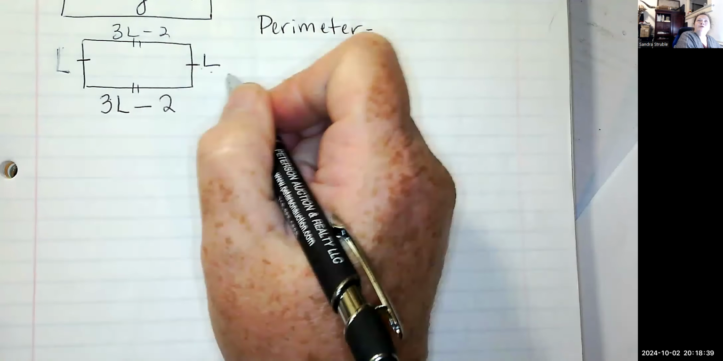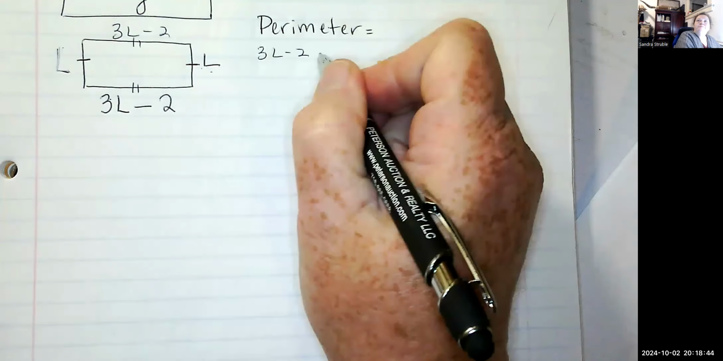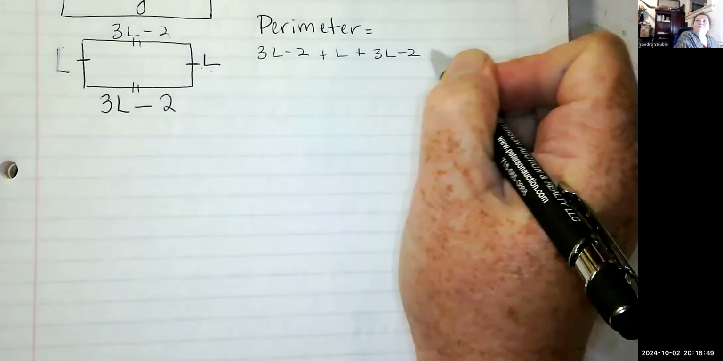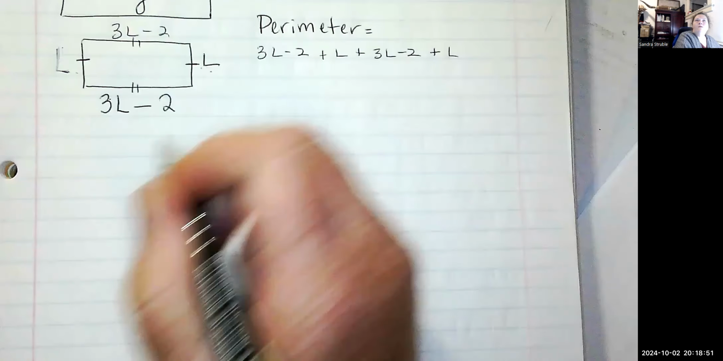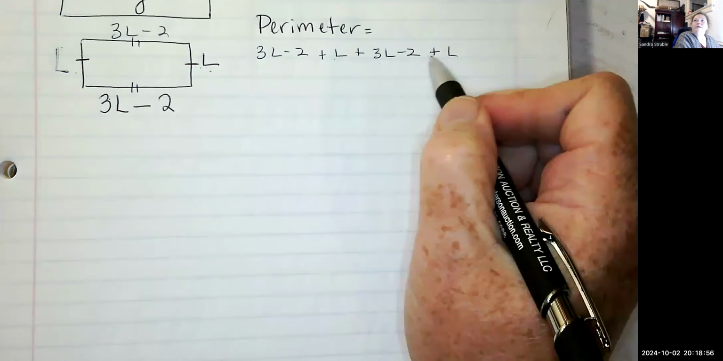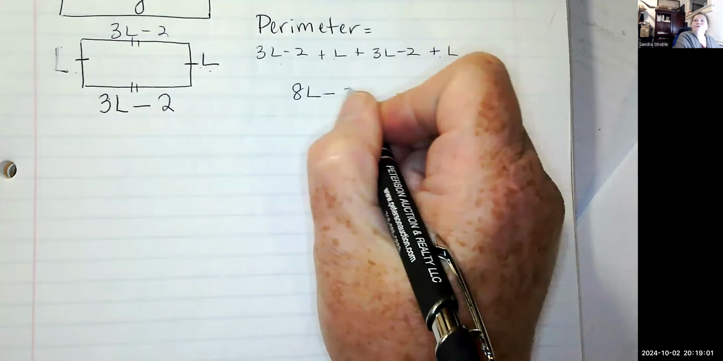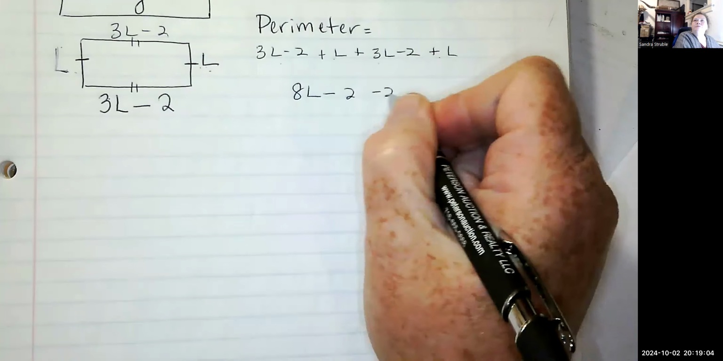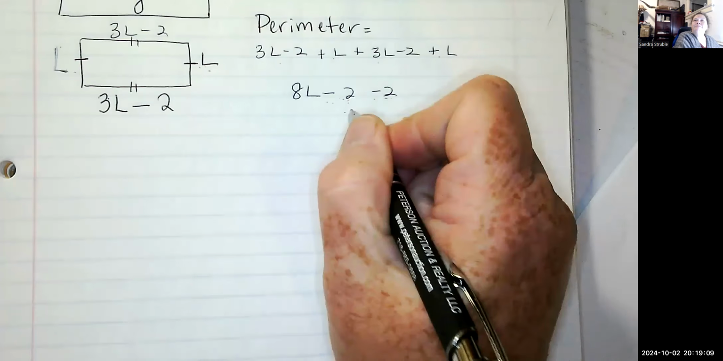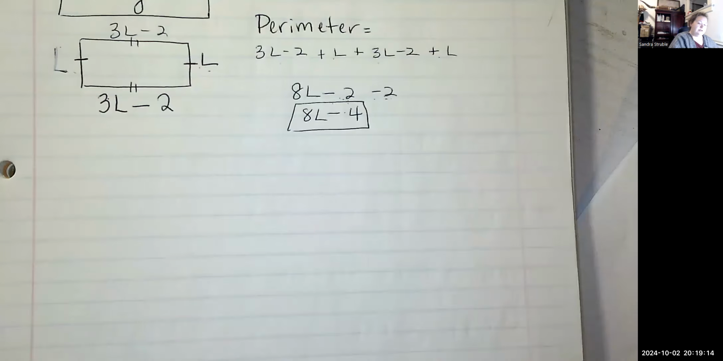So now we can just add up all of our sides. 3L minus 2 plus L plus 3L minus 2 plus L. All right, so 3L, so 3, 4, 5, 6, 7, 8 L's. I'm going to bring down all the numbers. Negative 2, negative 2, negative 2 minus 2. The signs are the same, so we have to add them and keep the common sign. And there is our answer.